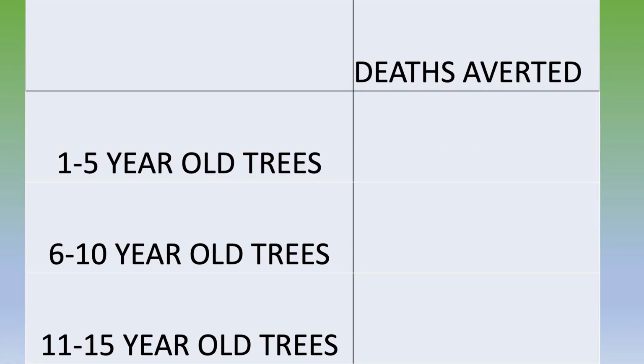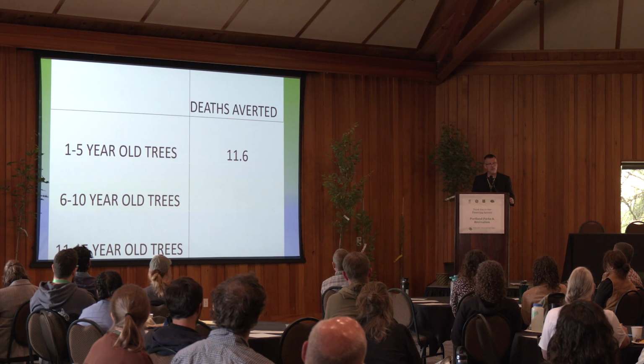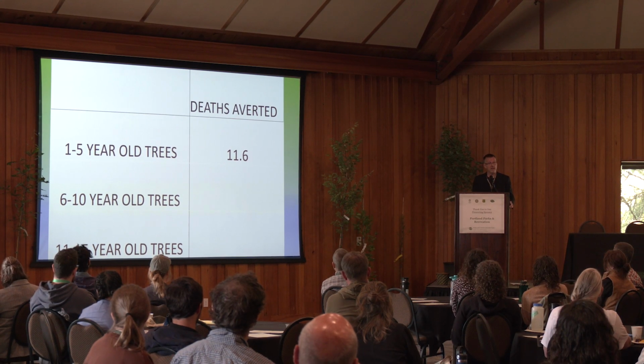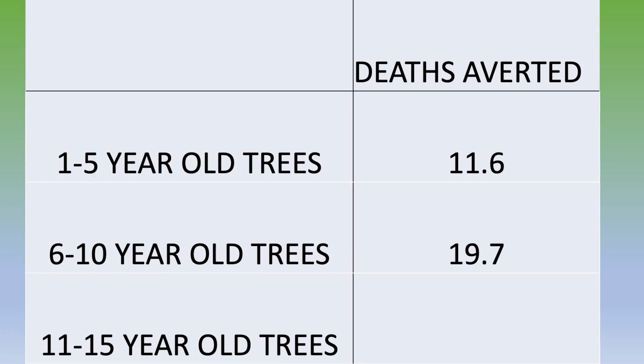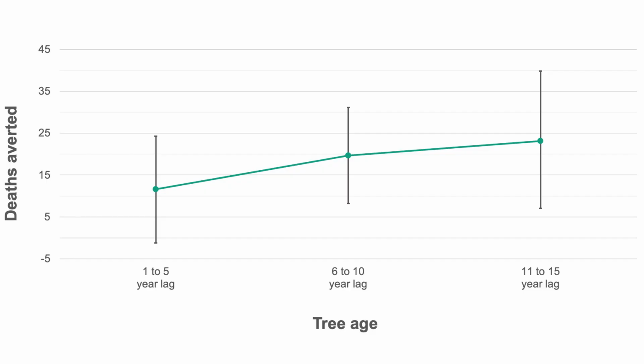So, 1 to 5 years after planting, 1,638 trees were associated with 11.6 fewer deaths. Okay, now let's wait another 5 years. 6 to 10 years after planting, 1,638 trees were associated with 19.7 fewer deaths. Interesting. Let's go another 5 years, 1,638 trees that were 11 to 15 years old were associated with 23.1 fewer deaths. So as you would expect, as these trees aged and grow, the association between trees and reduced mortality went up.